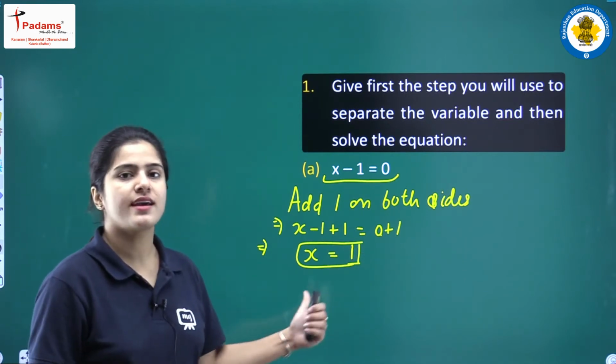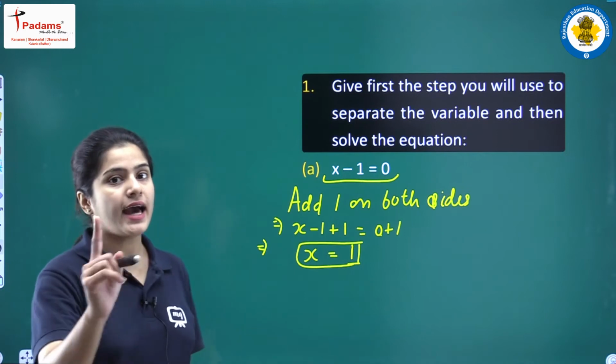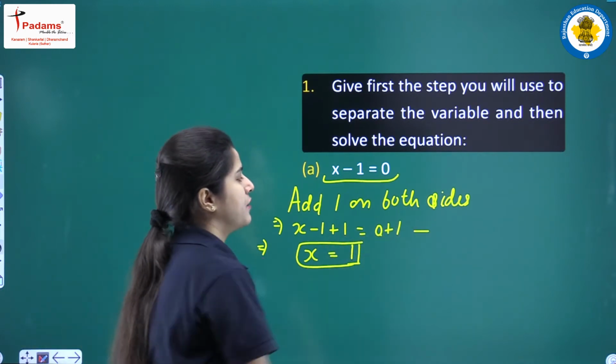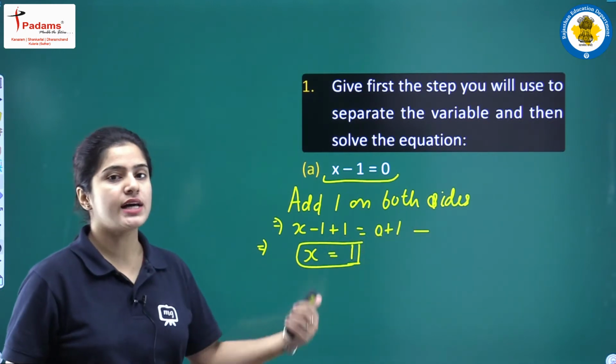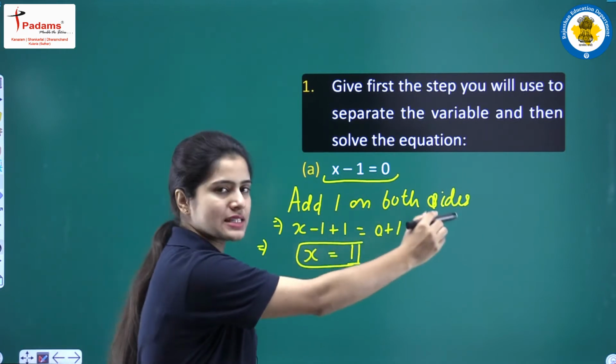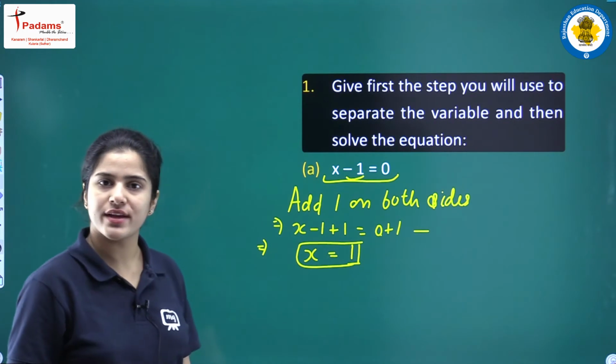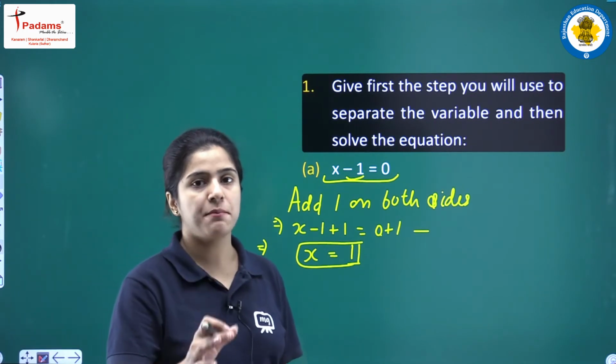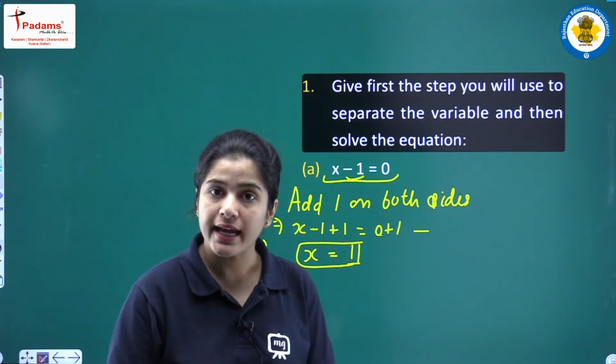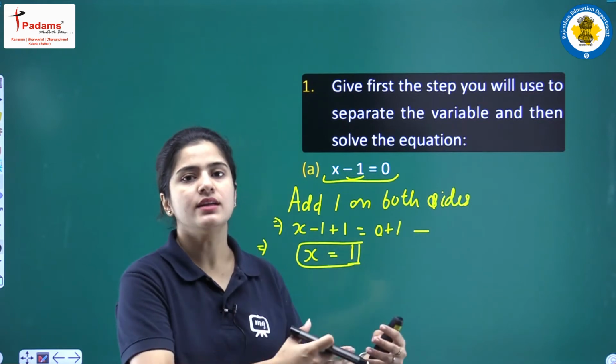So the equation is x is equal to 1, and the first step is this. What are we doing? We are just adding 1 on both the sides. By adding the 1, we eliminate this minus 1. So the first step will be to eliminate the thing that is with the variable.